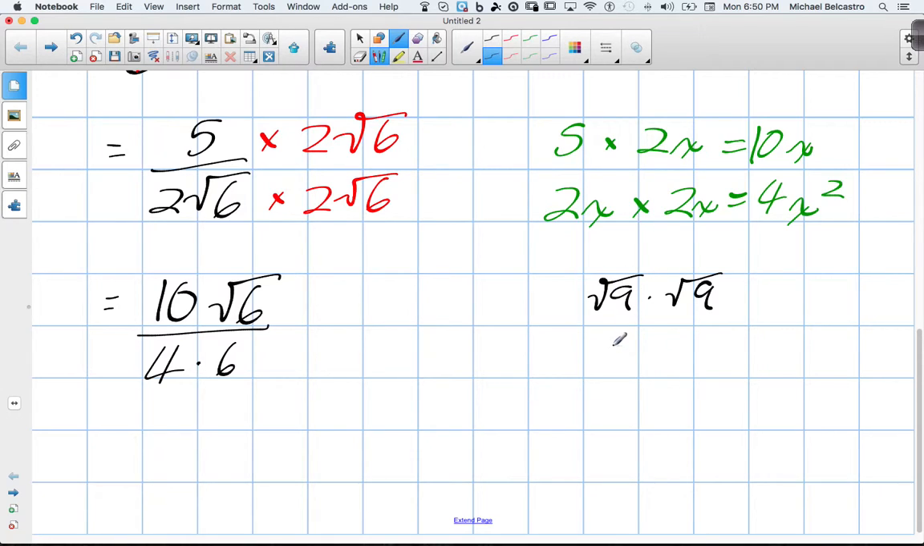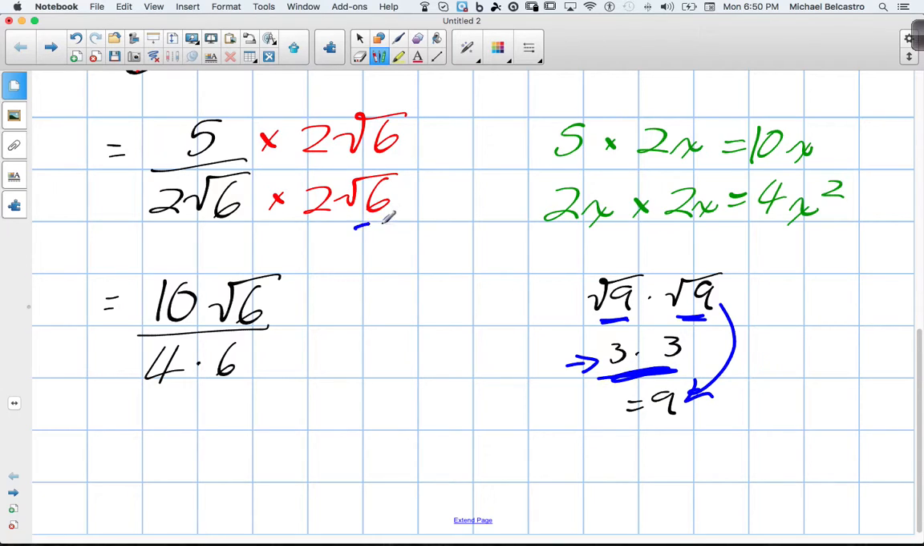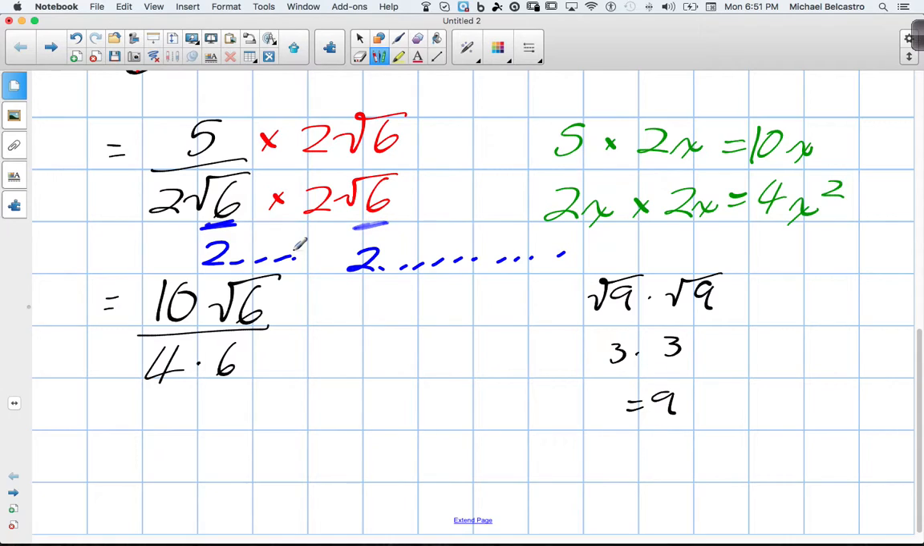If I had root 9, well, that's 3, and 3 times 3 is 9. So really, why go through these middle steps? If I know that the root of 9 times the root of 9 is just going to be 9, I don't need to break it down. Same idea here. I'm not going to break these down, because the root of 6 is going to be an infinite number, and I'm never going to be able to calculate that by hand. But because they're the same value, and there are 2 of them, and we're looking at square roots, I know that I can just eliminate the roots and go with the value underneath.